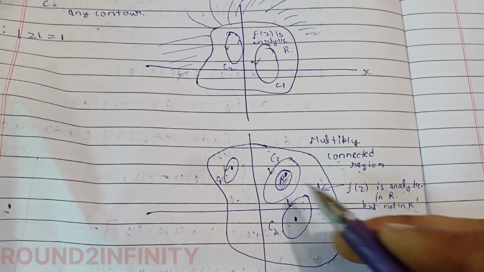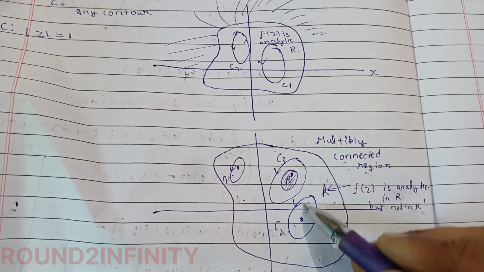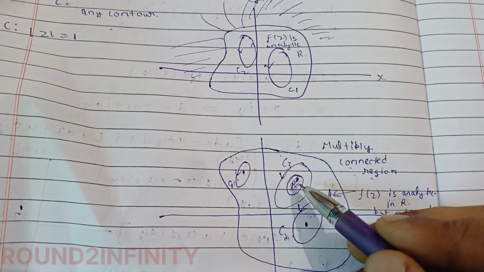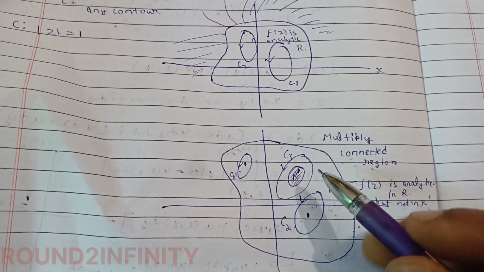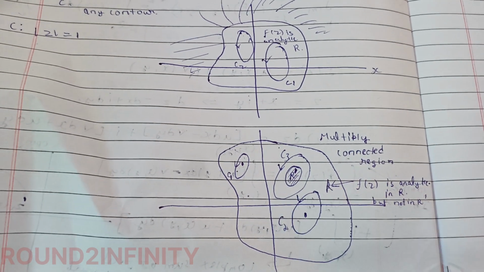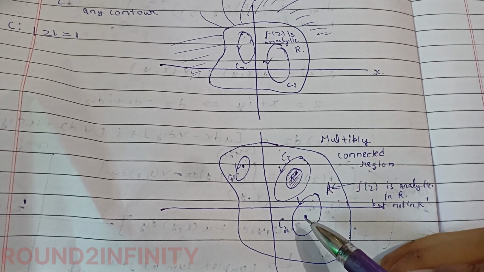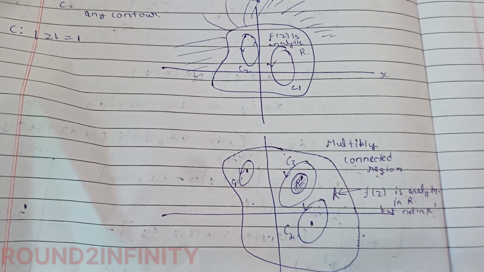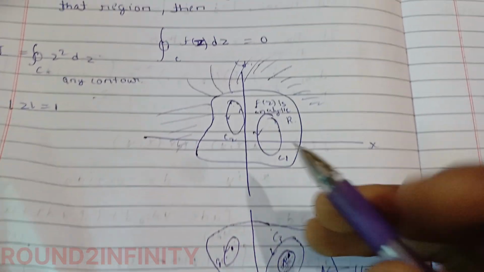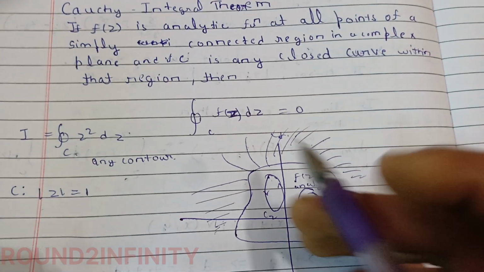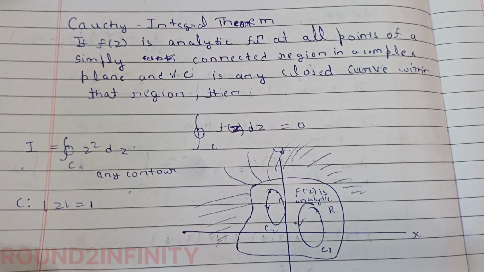This f(z), any function, is analytic in this R, and it is not analytic in this R dash, as I already told you. And I told you the difference between them, that these are collapsing to an analytic point, these are collapsing to a non-analytic point. So this is multiply connected, this is simply connected, and this is our Cauchy integral theorem.